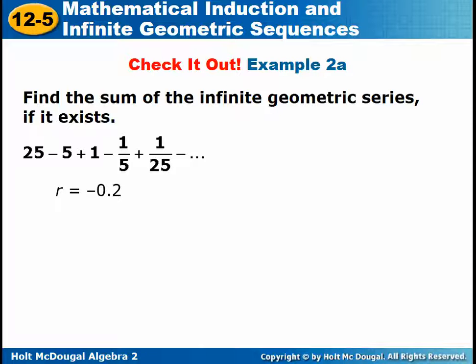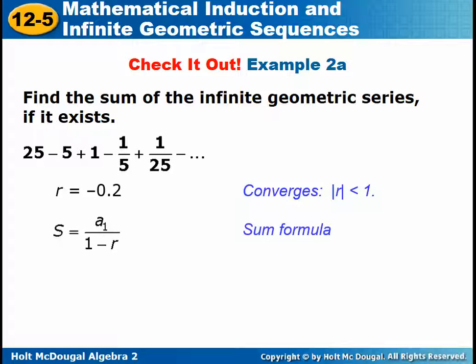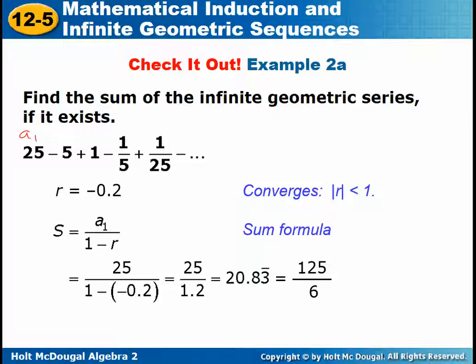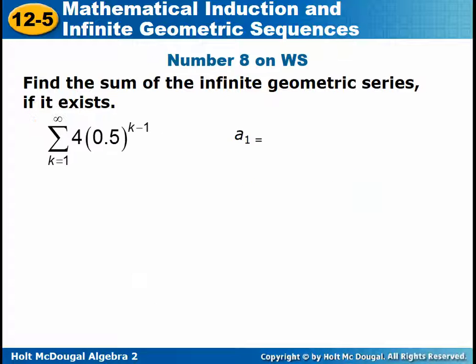which is less than 1. The absolute value of that is less than 1. So then you're ready to use the sum formula, where you plug in a sub 1, which is just 25 in this case, and you'd get 25 over 1 plus 0.2, which is 1.2, and then you use your calculator. So you could either have your answer this way or this way, depending on how you decided to leave it. And that's the sum of this series.